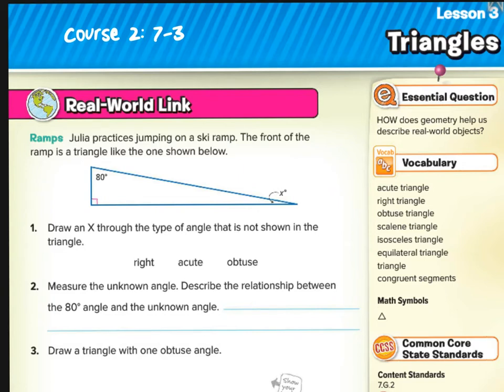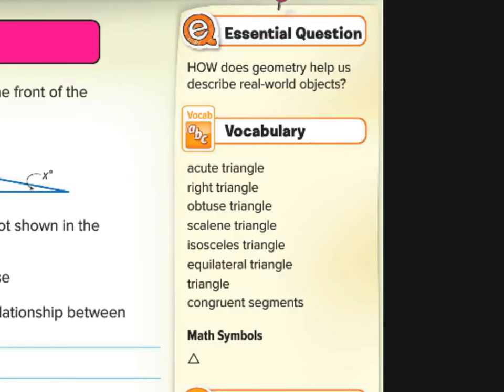Hello everyone and welcome to Lesson 3 from Chapter 7, Triangles. We will continue looking at the question, how does geometry help us describe real-world objects? For our vocabulary, we're going to look at acute triangle, right triangle, obtuse triangle, scalene triangle, isosceles triangle, equilateral triangle, just the triangle, and congruent segments. For a math symbol, we have the symbol of a triangle.